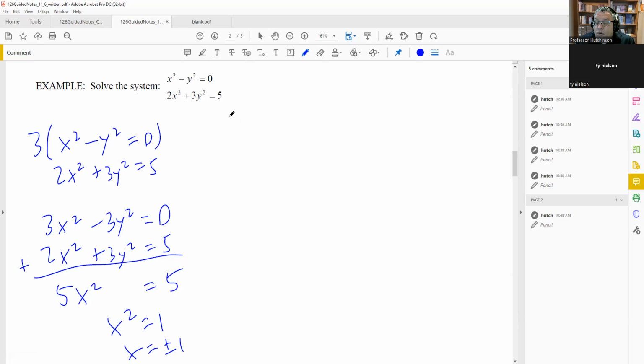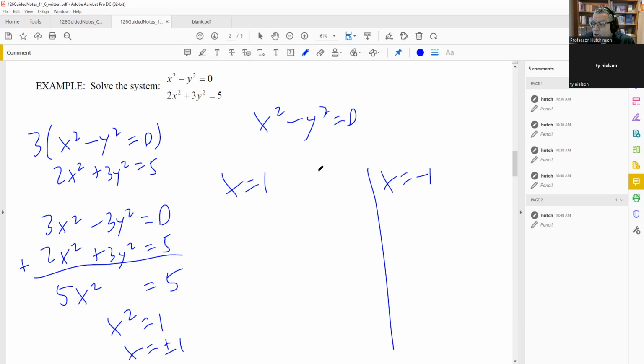Next, you're going to put this back into either the first equation or second equation, it doesn't matter. I'll use the first equation, x squared minus y squared equals 0. I want to do x is equal to 1 and x is equal to -1 and plug them in to get the answer for the y. When x is 1, I have 1 squared minus y squared equals 0.